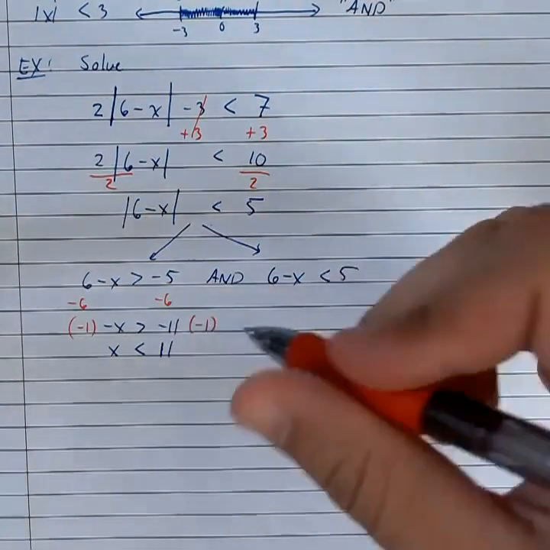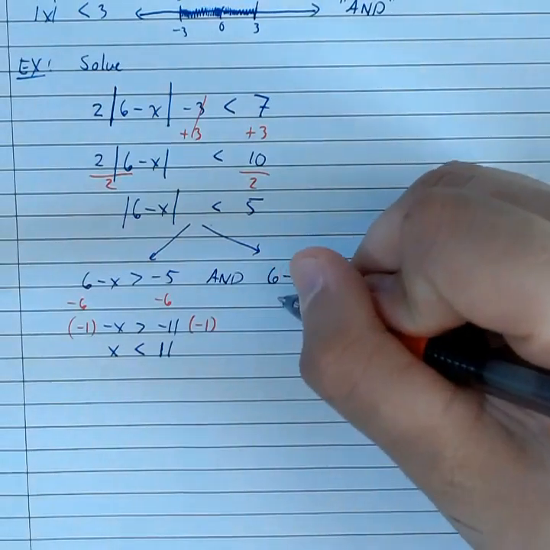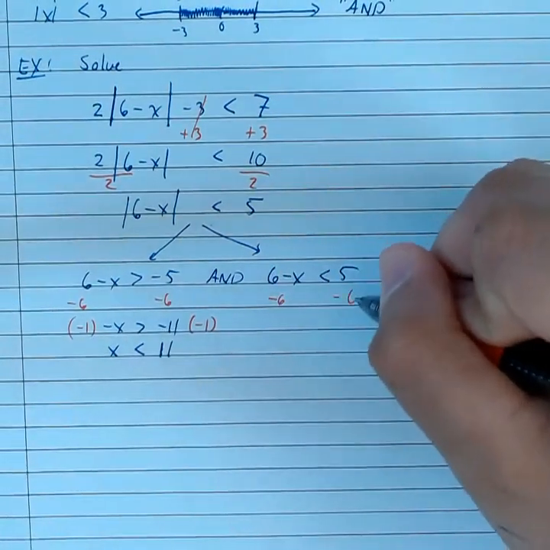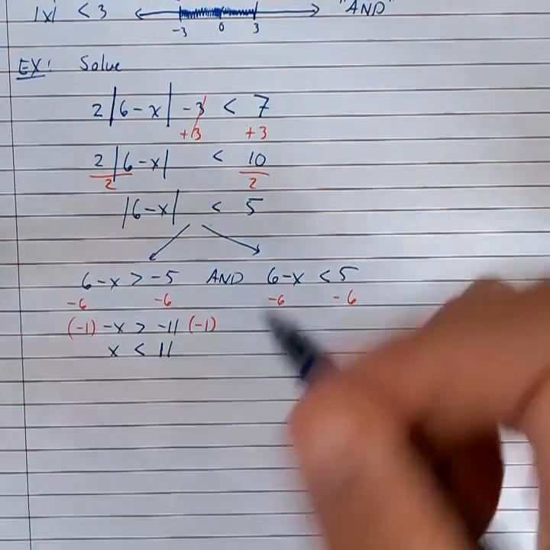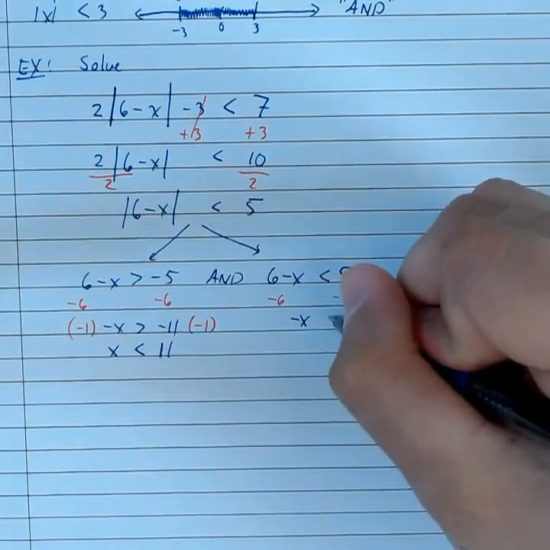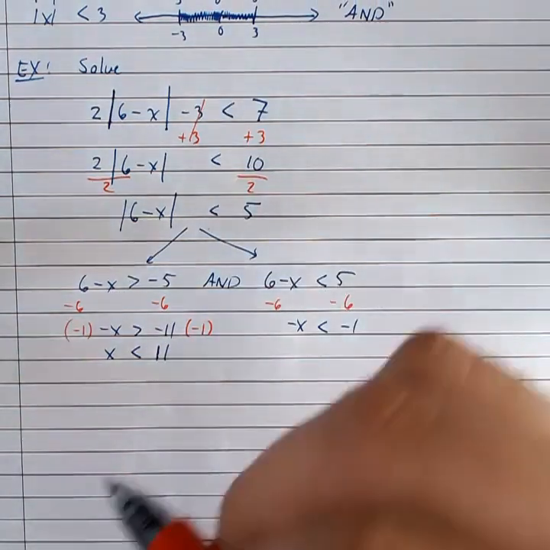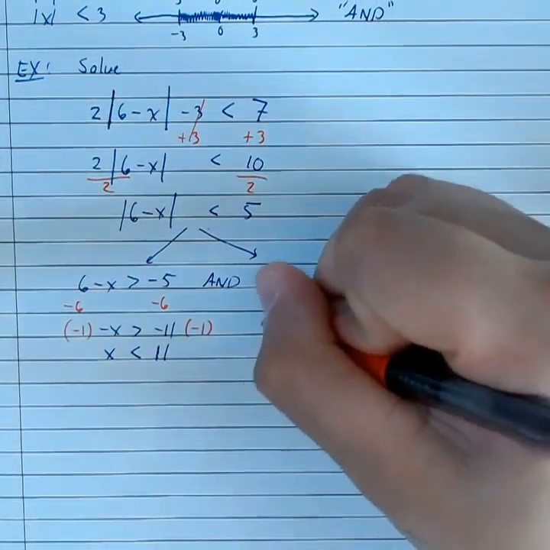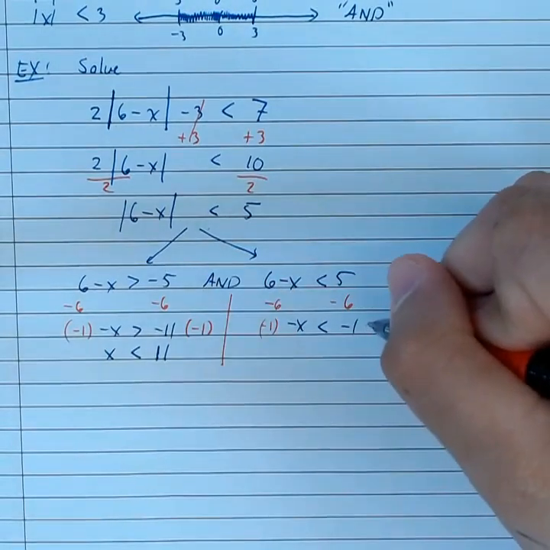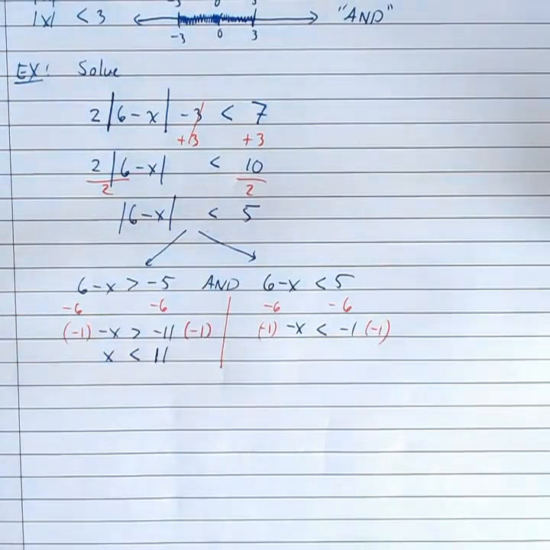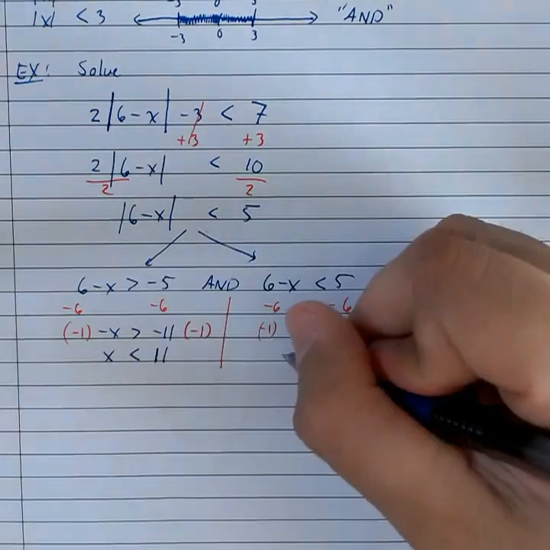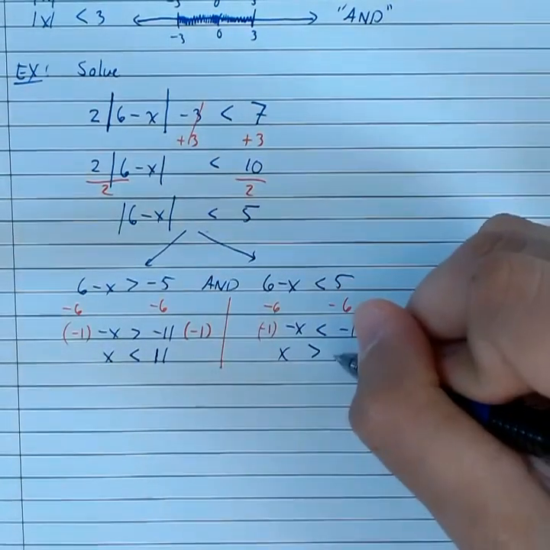On this other side, I can do the same thing. I can say subtract 6. That's going to give me a minus x is less than 5 minus 6 is negative 1. Now let me multiply both sides by a negative 1. Like that. And that's going to give me a positive x is greater than a positive 1.